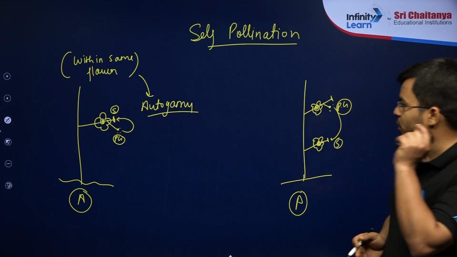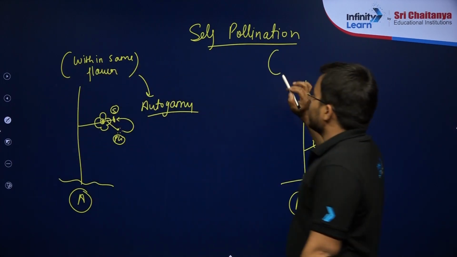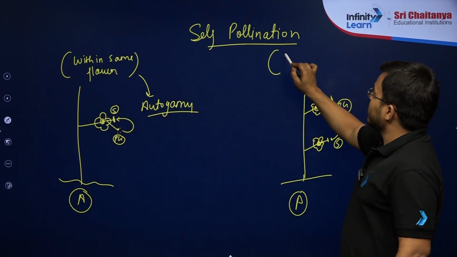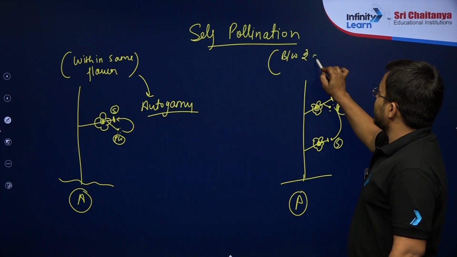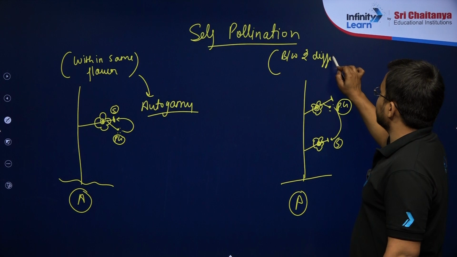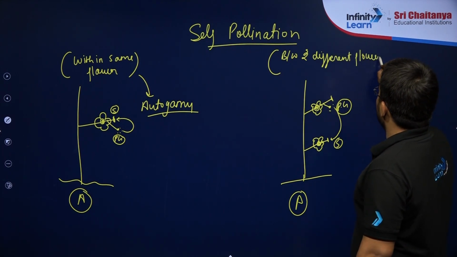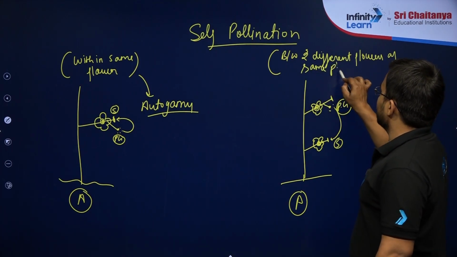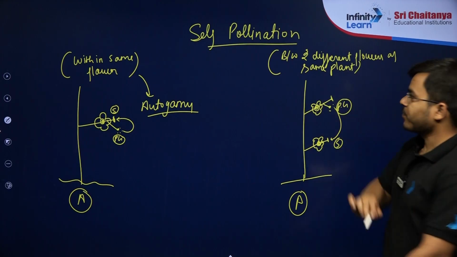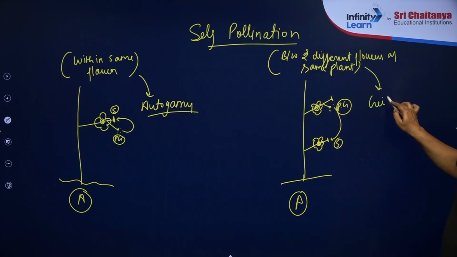Okay, so let's understand again, students. We have both these cases. So your pollination will be occurring between two different flowers of the same plant. This is known as, students, your Geitonogamy.